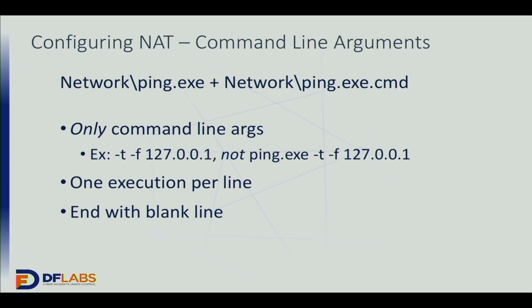So how do we specify command line arguments? That's important. We don't just run tools. We normally run them via the command line. We're going to put them into a text file that's just named with .cmd at the end. So if you want to run ping.exe, you just create a new text file, put it in that same directory with ping.exe, and call it ping.exe.cmd. And you just put the command line arguments right in that text file.